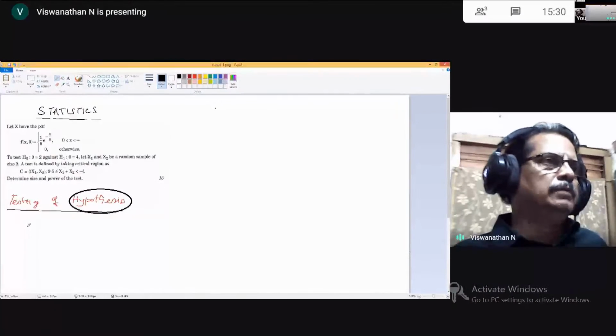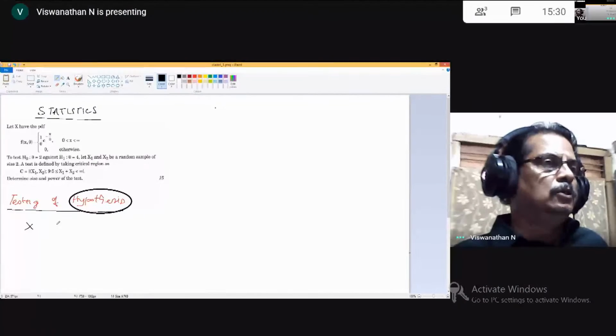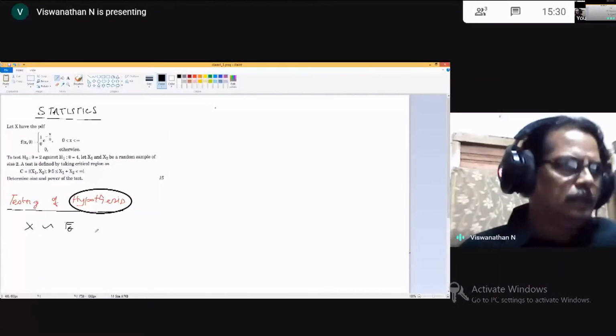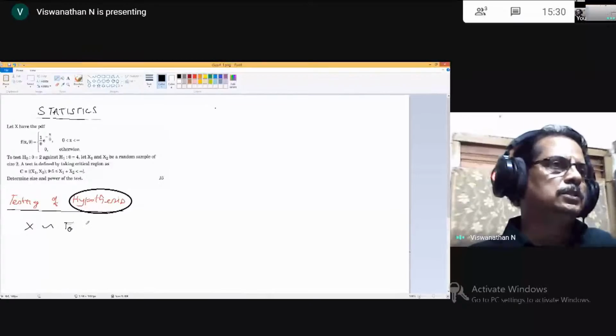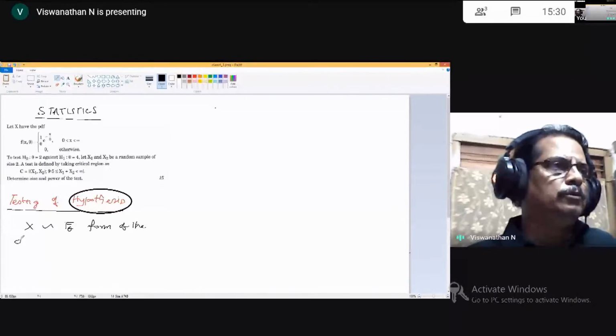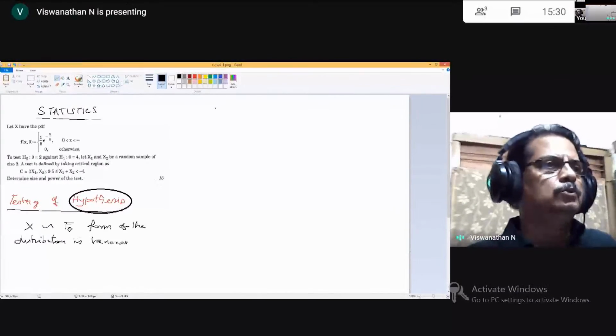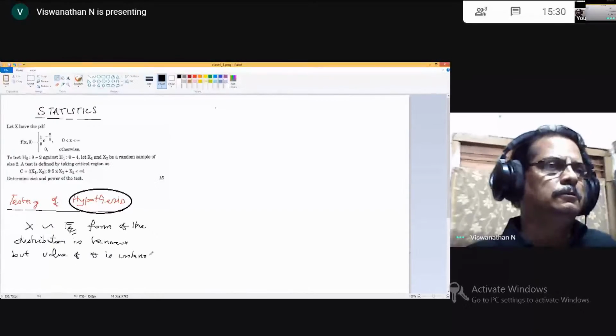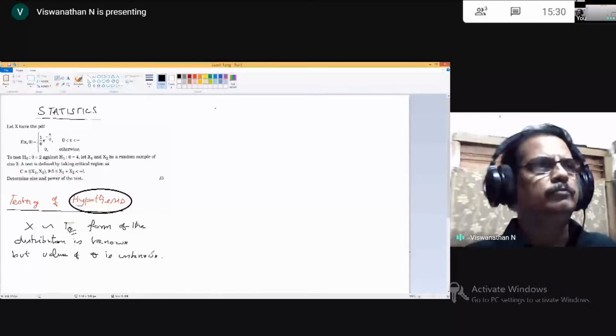So here what we mean by a hypothesis is: we begin with a random variable X whose distribution is denoted by F theta. Here we assume the form of the distribution is known, but the value of theta, which is the parameter, is unknown. This is how we start.